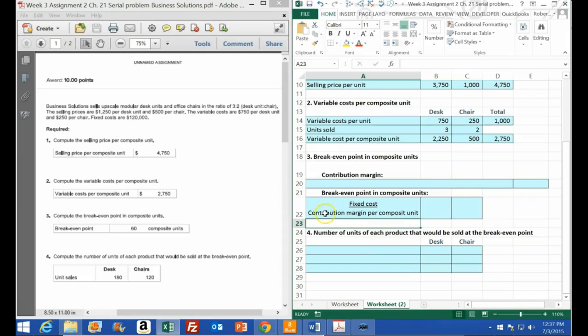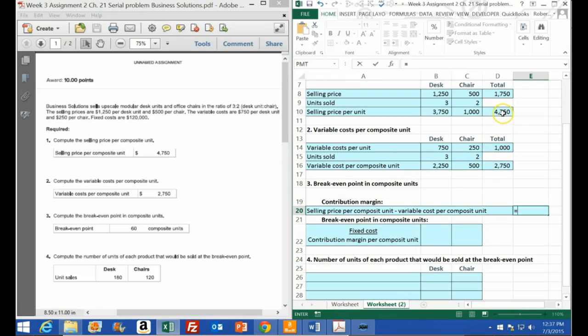In order to calculate this, we could first come up with the contribution margin per composite unit. So that's why this is up here. How do we calculate that? We say it's the selling price per composite unit minus the variable costs per composite unit. So that's going to be the idea, and we just got these numbers up here.